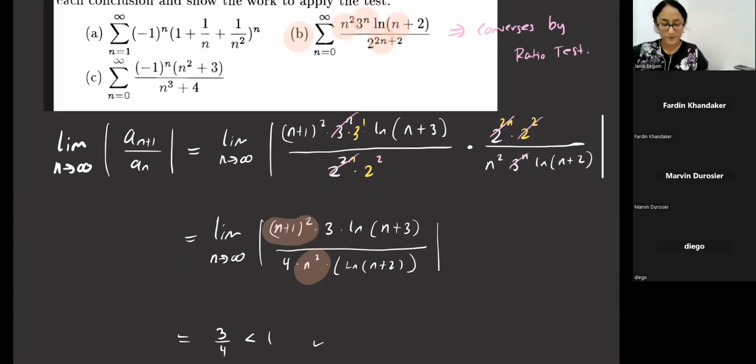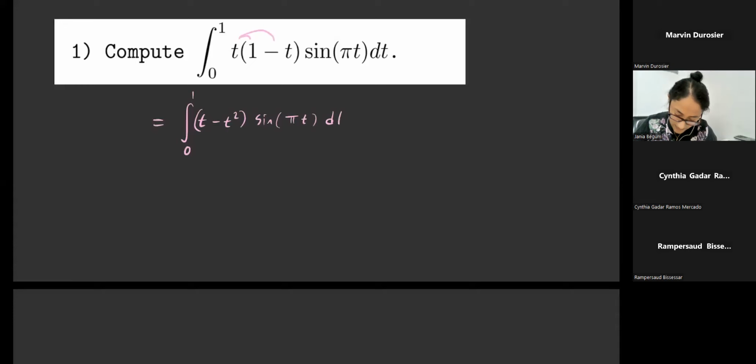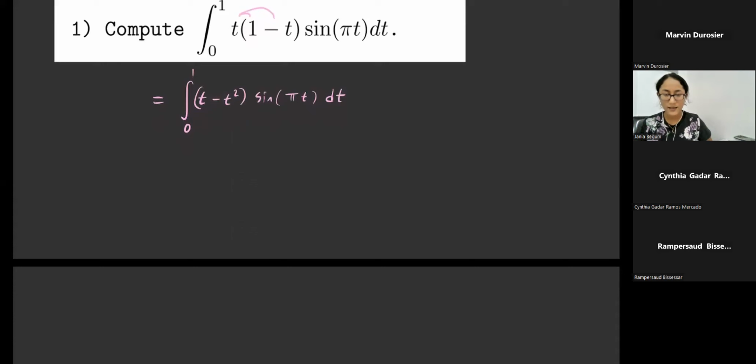Okay. Well, any other questions? So look at it. Let me know if you have any question. I'll give you a couple of seconds to stare at this. So I'm going to do what Marvin says and distribute this first. So we have the integral from 0 to 1 of t minus t squared times sine of pi t dt. Now here, I'm not going to separate it into two separate integrals. I'm going to go ahead and apply the tabular method from here.